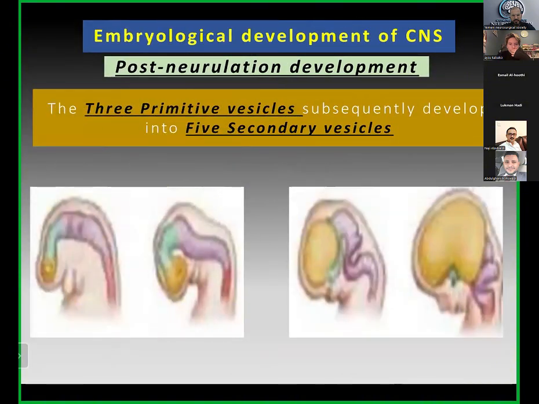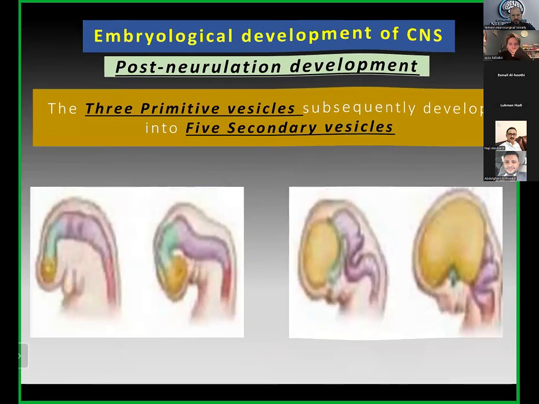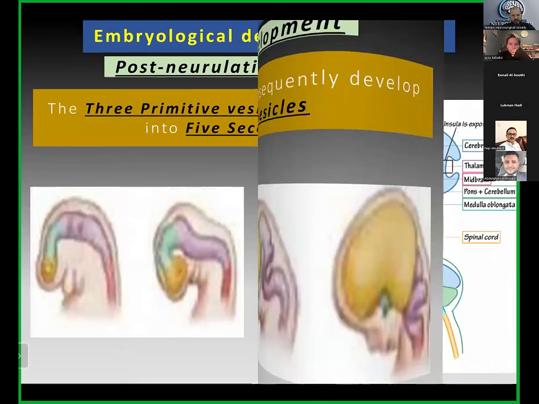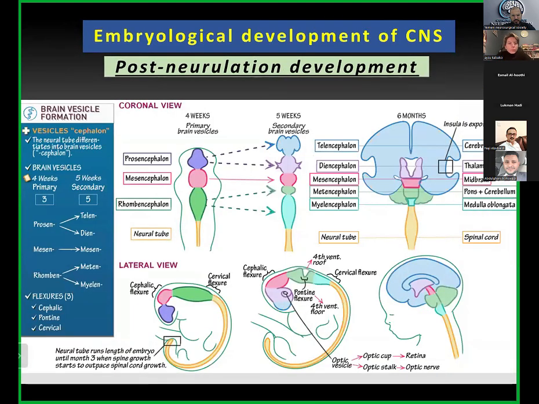As we see also in this diagram, the primary vesicles will differentiate into the secondary vesicles. Also, this diagram shows a coronal view and lateral view of the primary vesicles, which will differentiate into the secondary vesicles. The primary vesicles, of course three, develop at the fourth week of pregnancy. The secondary brain vesicles differentiate at the fifth week of pregnancy, and will later on make derivatives of the central nervous system, as we will talk about later on.